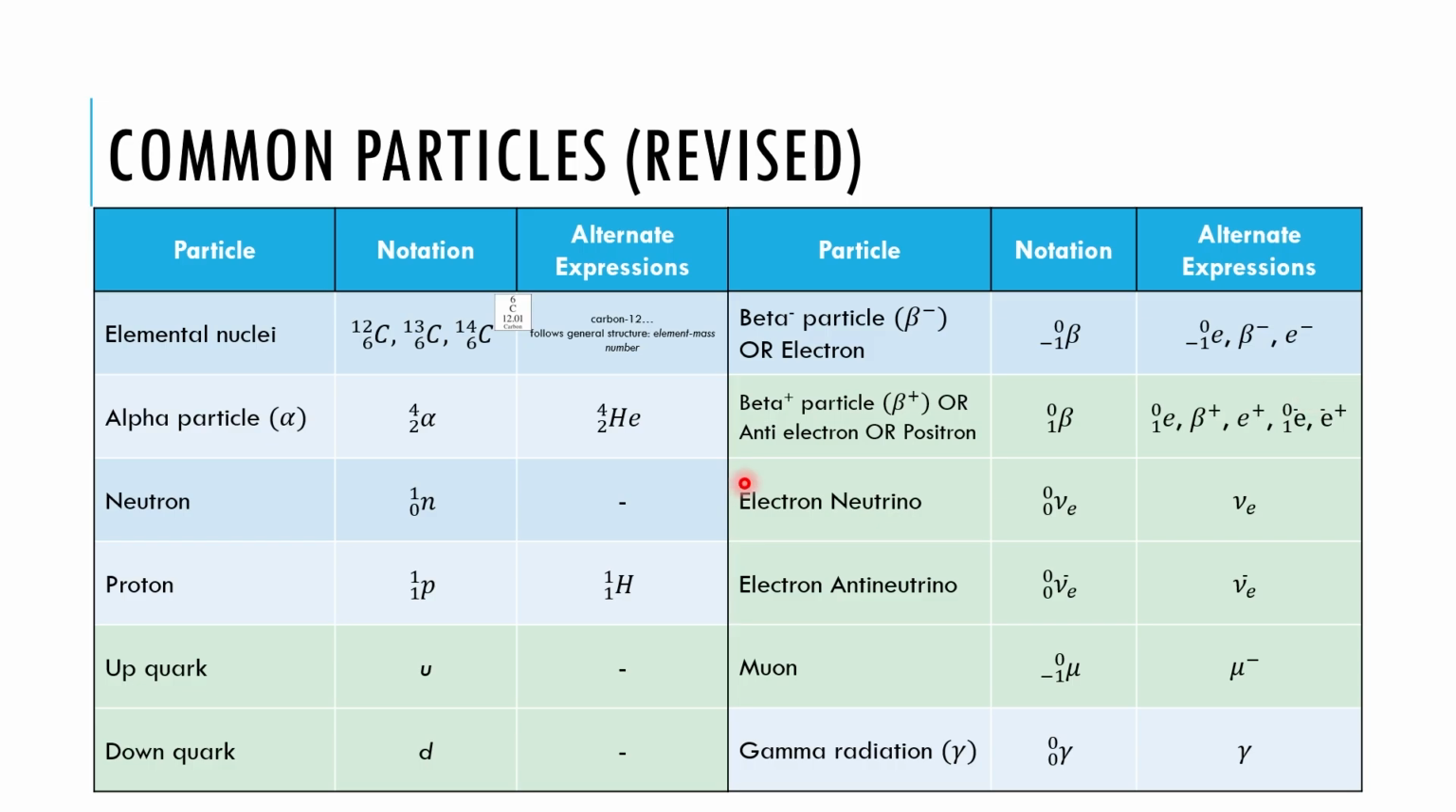We also have electron neutrinos and electron antineutrinos. Neutrinos are smaller than beta particles, so they also have a mass number of 0, but they're also chargeless. So we would usually write them as 0, 0 nu e. And nu is a Greek letter, which looks quite similar to a V, but it is the Greek letter nu. If we have the electron antineutrino, it's 0, 0 nu bar with a little e down the bottom. And you may also see them expressed without the mass number and the charge number.